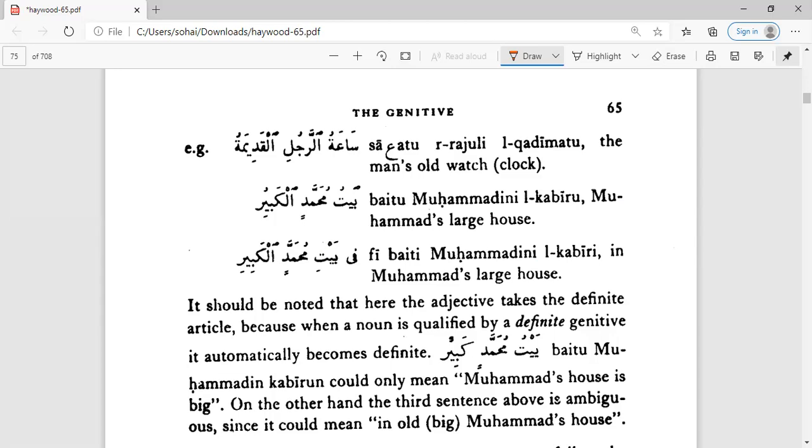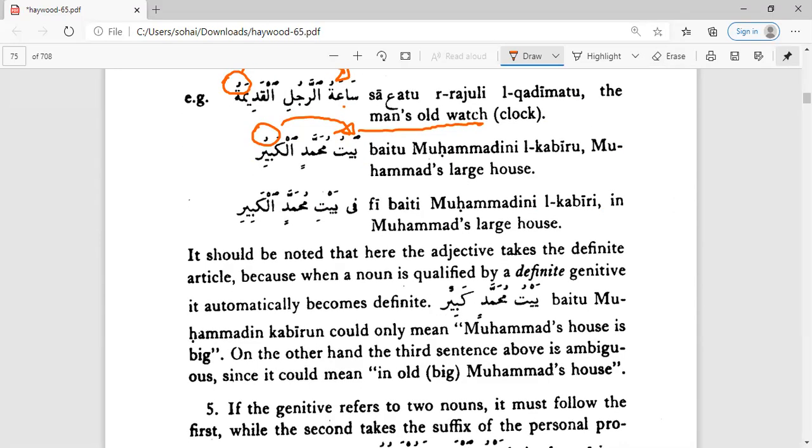So for example, if you want to say the old watch of the man, watch of the man or man's watch is sa'atu rajuli. Al-qadimatu, it becomes old watch of the man. Al-qadimatu is the adjective of sa'atu. Why? Because both are nominative. So again, Baitu Muhammadin al-Kabiru. Kabiru here is the adjective of Baitu, the big house of Muhammad or Muhammad's large house.